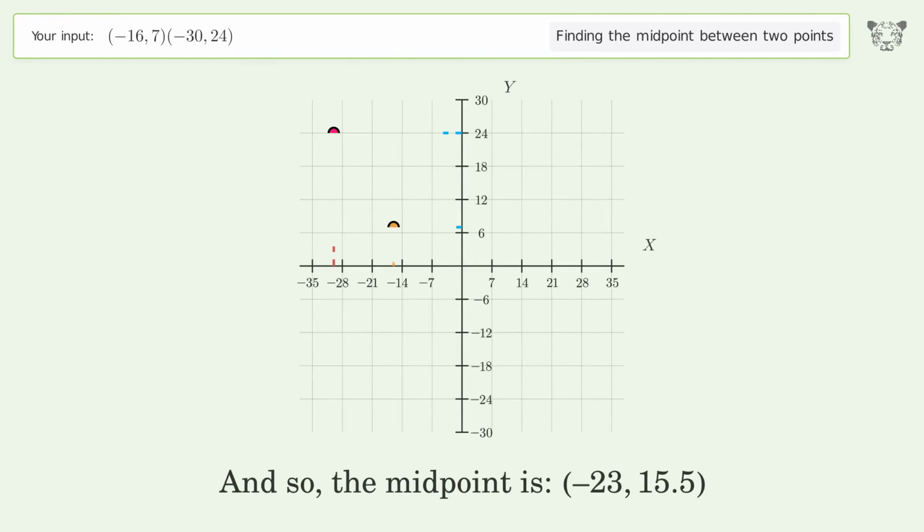And so, the midpoint is negative 23, 15.5.